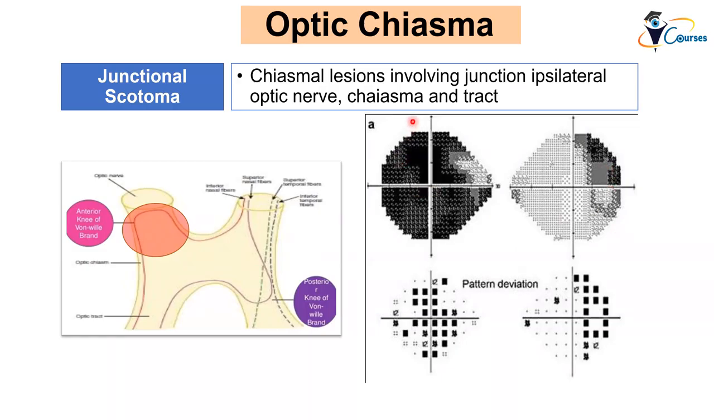So there will be loss of vision of the left eye, and involvement of the superior visual field of the contralateral eye, or the right eye. So this is what's meant by junctional scotoma. This patient has junctional scotoma. So when you see this pattern of visual field defect, you know that the lesion is at the anterior knee of Wilbrand. This means that this is a lesion at the junction between the optic chiasm and the optic nerve.